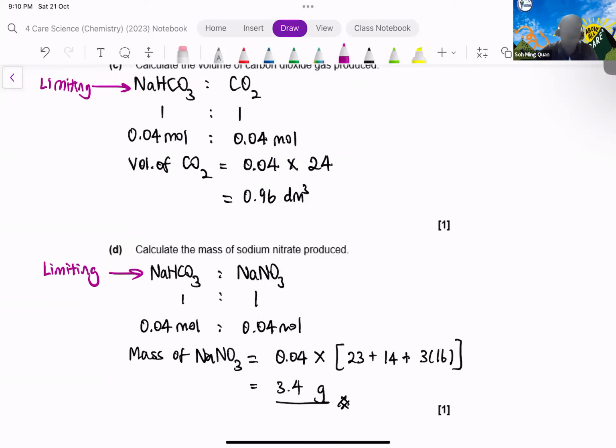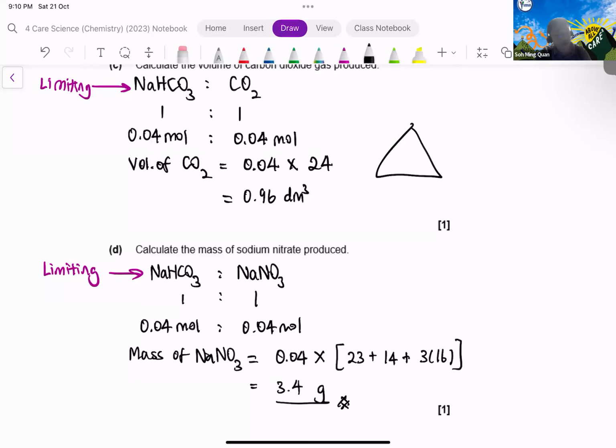If you know that nitric acid is in excess, it means that in the mole ratio you don't care about nitric acid, you just care about the limiting reactant. And once you do that, finding the answer is easy. All right. So firstly, to find the volume of CO2, we will use the limiting reactant, sodium hydrogen carbonate, 1:1, and that gives you the 0.04 moles of CO2.